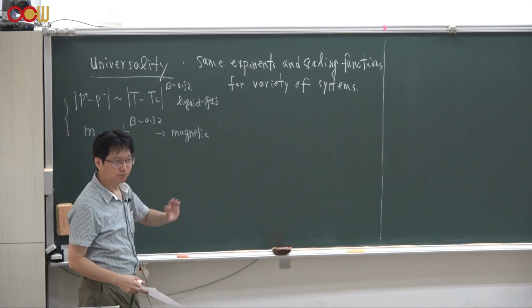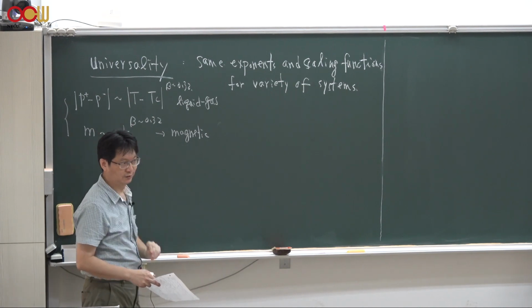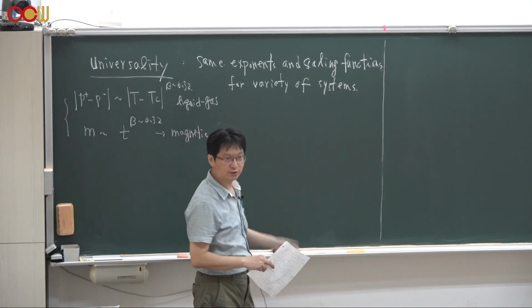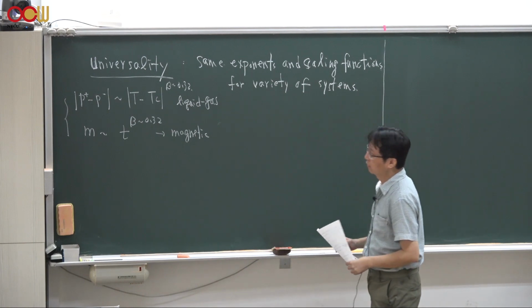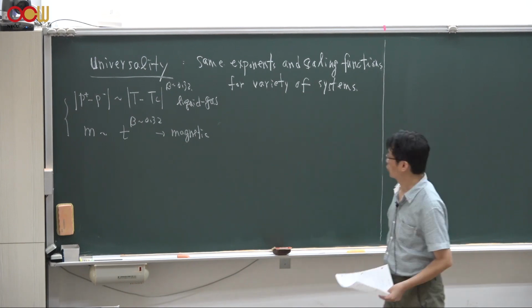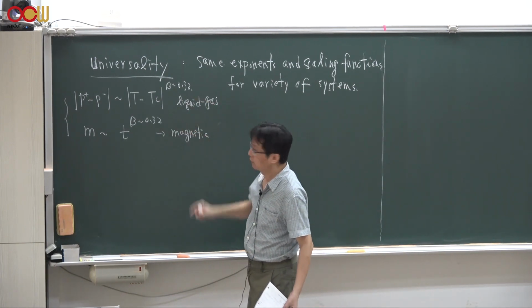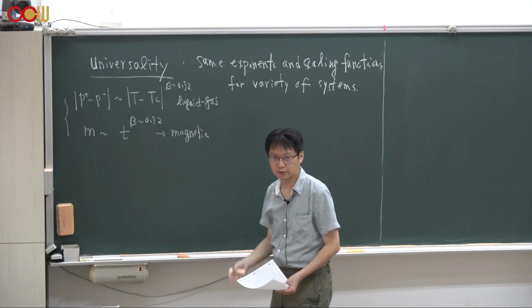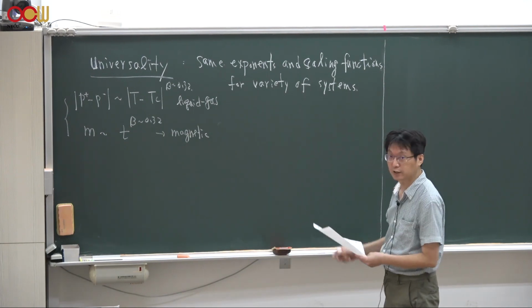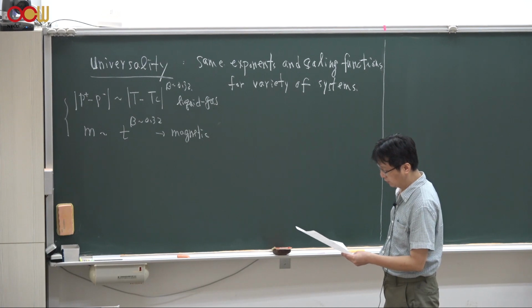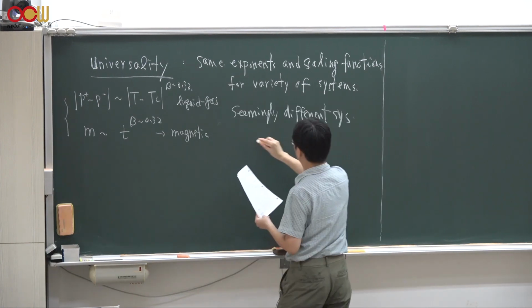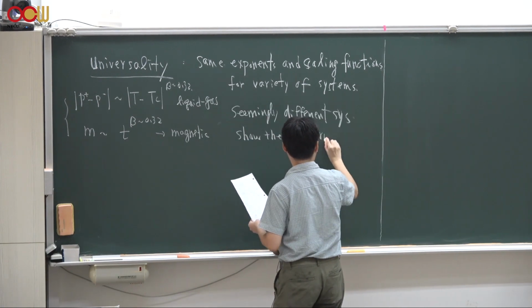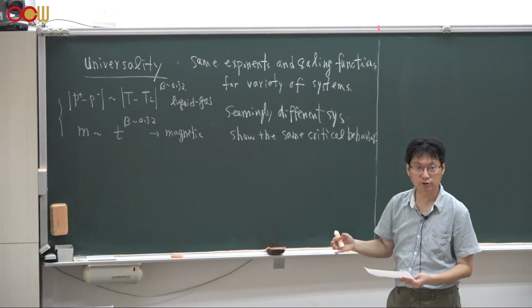In many cases, there are more than two very different systems that show exactly the same critical behaviors, and all these systems belong to the same universality class. And this is really unique in phase transitions, where different systems show the same critical behavior. So that we will address later.